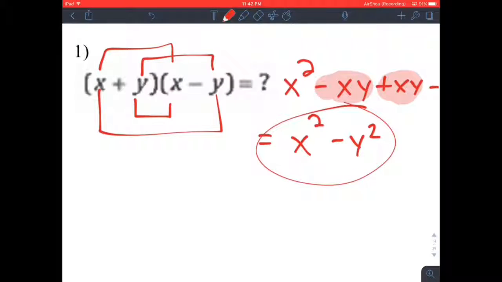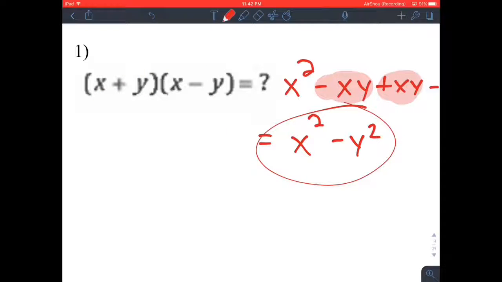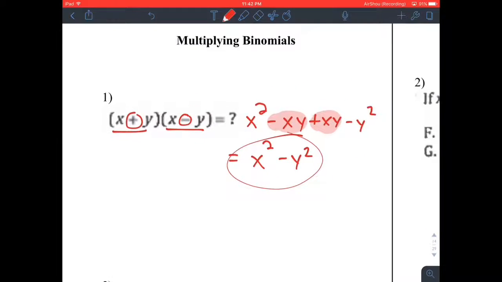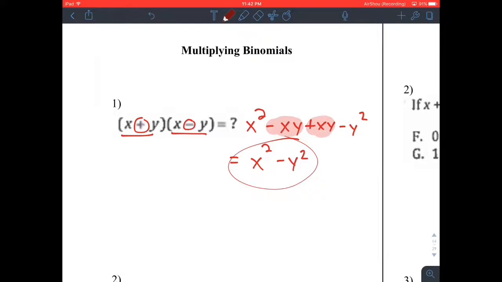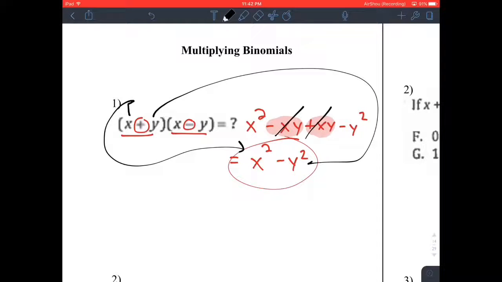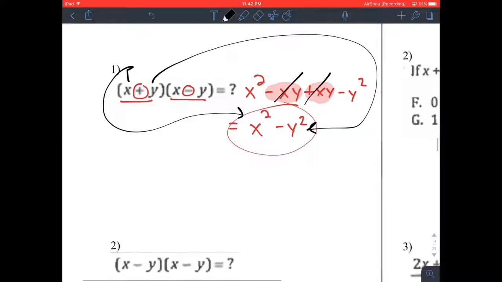We were multiplying here two conjugates. It's the same thing in each parentheses. The only difference is one has a plus between the terms, one has a minus. When that happens, the two middle terms always will cancel, and you end up with the first term squared minus the last term squared. Happens every time.